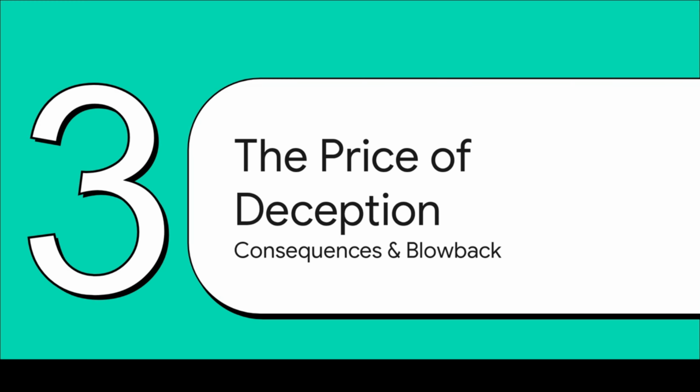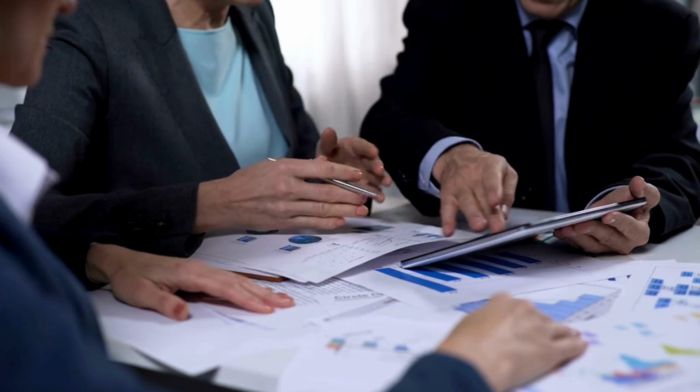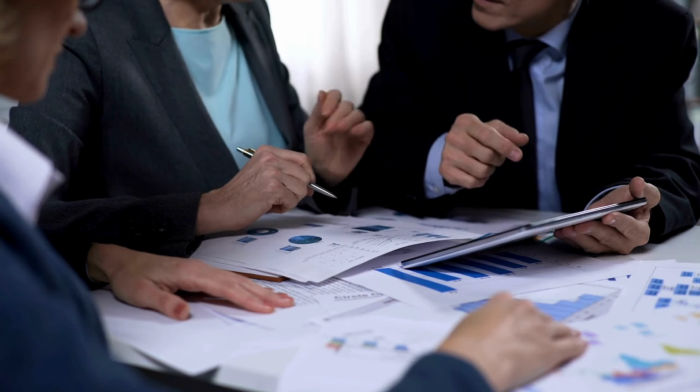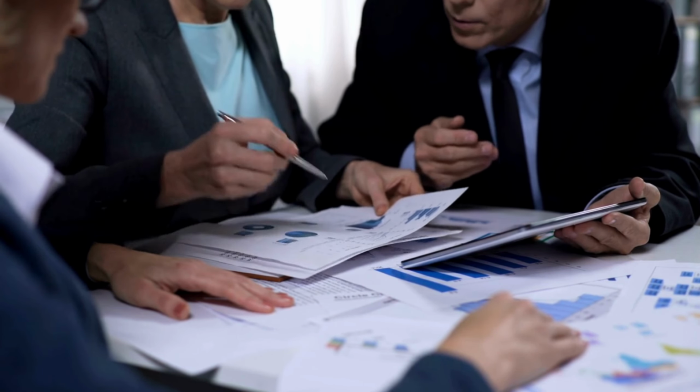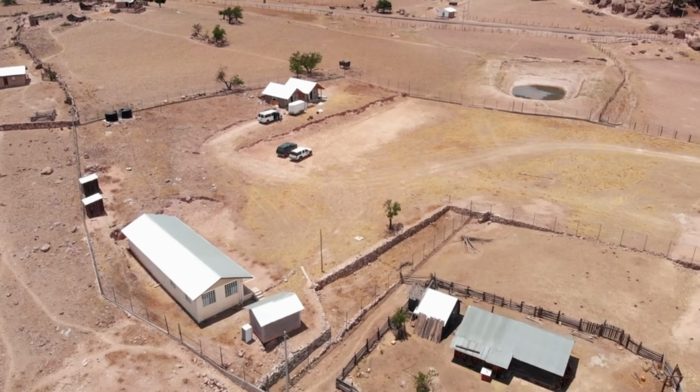So what happens when the truth starts to trickle out? What's the real price of all this deception? Well, these short-term tactical wins almost always lead to long-term strategic disasters. The blowback from these deceptions can last for generations, creating these awful cycles of violence and distrust. And the consequences are really severe. At home, it leads to this deep-seated mistrust in the very institutions that are supposed to protect us. Abroad, it just creates chaos. That 1953 coup in Iran directly paved the way for the 1979 revolution and decades of hostility.